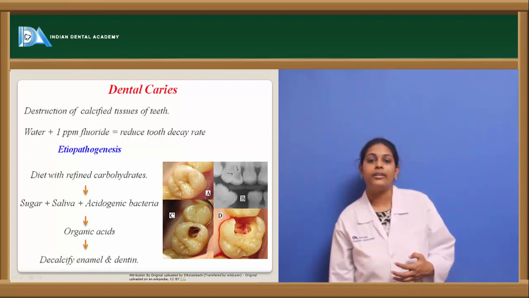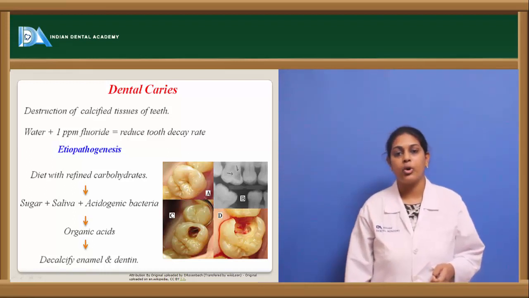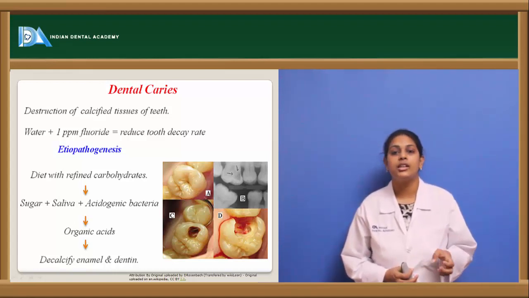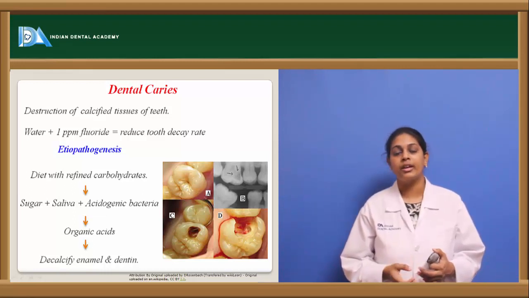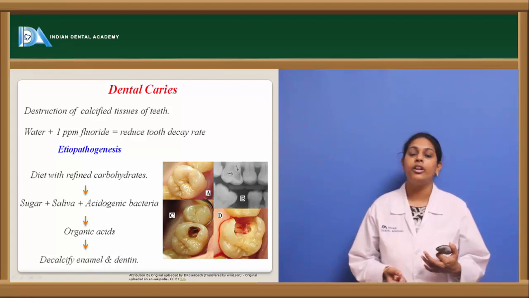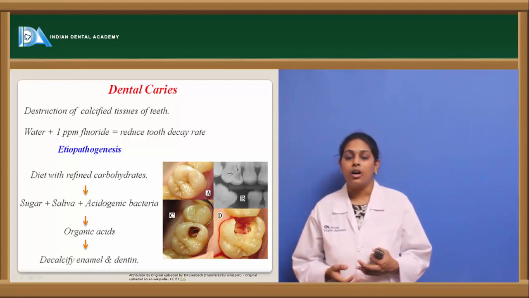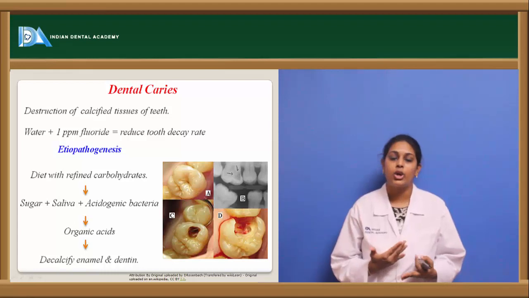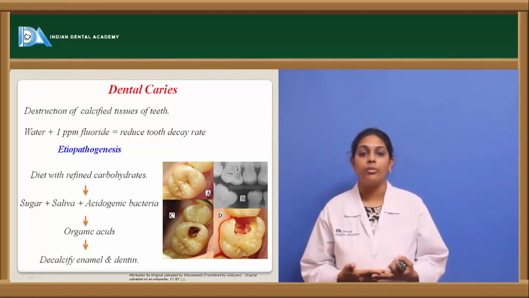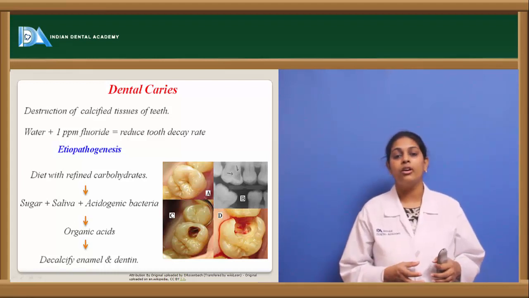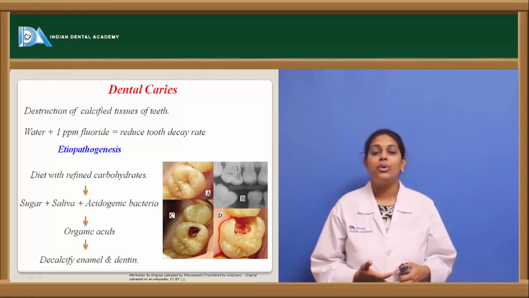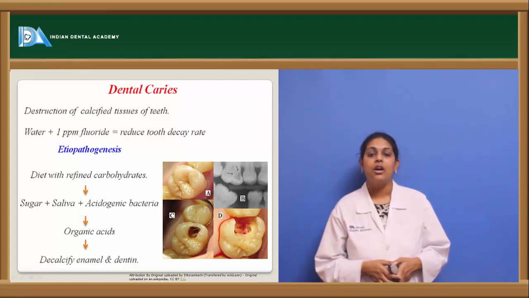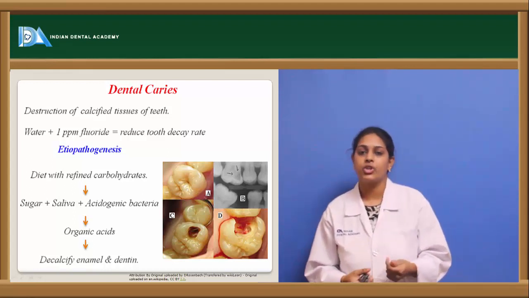Coming to the etiopathogenesis, how dental caries occurs. Usually a diet composed of refined carbohydrates is taken and is not properly cleansed from the mouth, resulting in a sticky form of food being retained within the mouth. This combines with the saliva and with the normal levels of acidogenic bacteria which are normal residents of the oral cavity. The carbohydrates, saliva and bacteria together release organic acids, and these organic acids result in decalcification of the enamel and dentine.